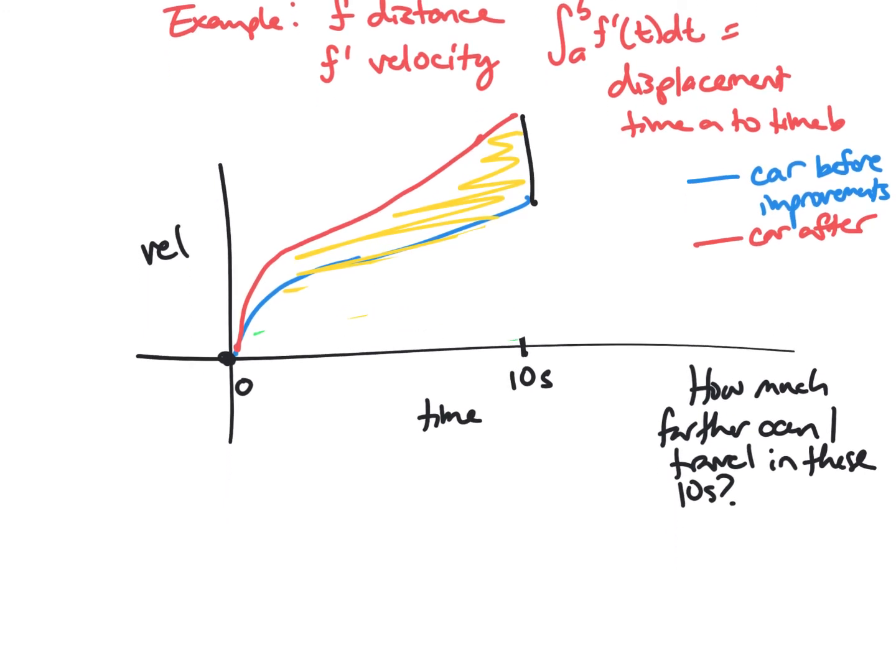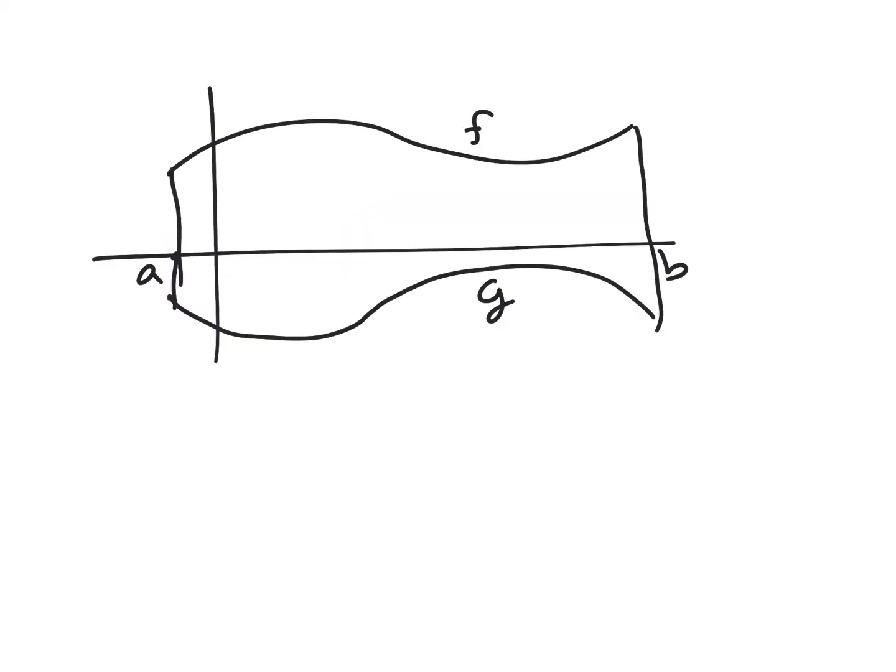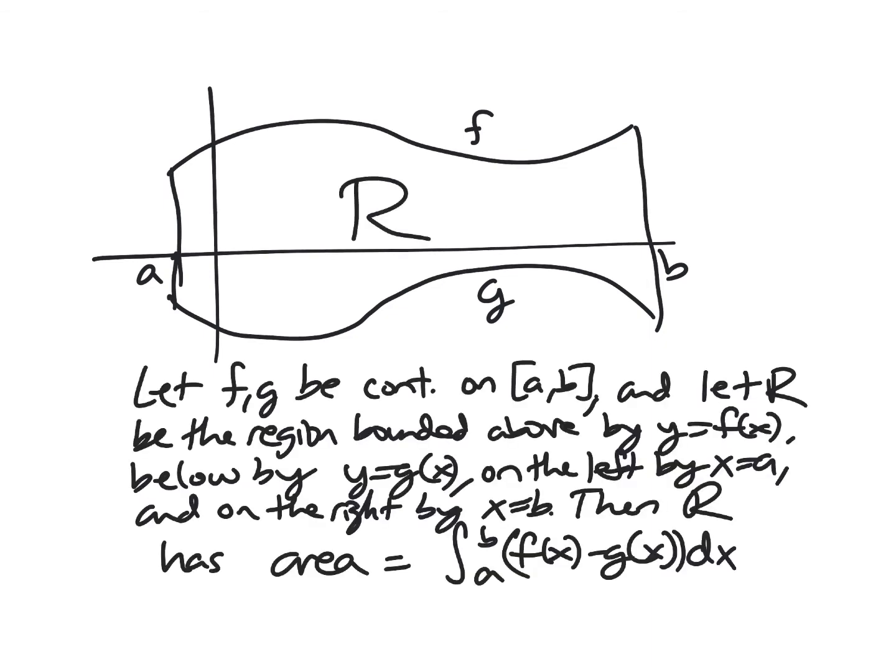And so how would you actually calculate that? Well, if this is F1 and this is F2, for the first and then the second, then this would literally just be the integral from 0 to 10 of F2 of t dt, minus the integral from 0 to 10 of F1 of t dt. And this actually happens to be true in general.